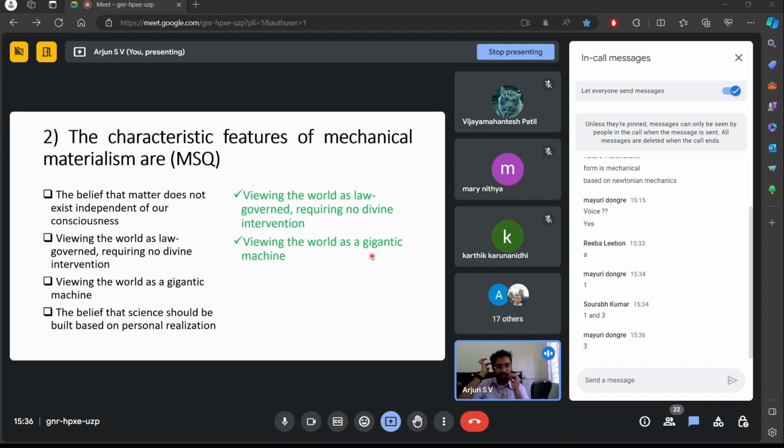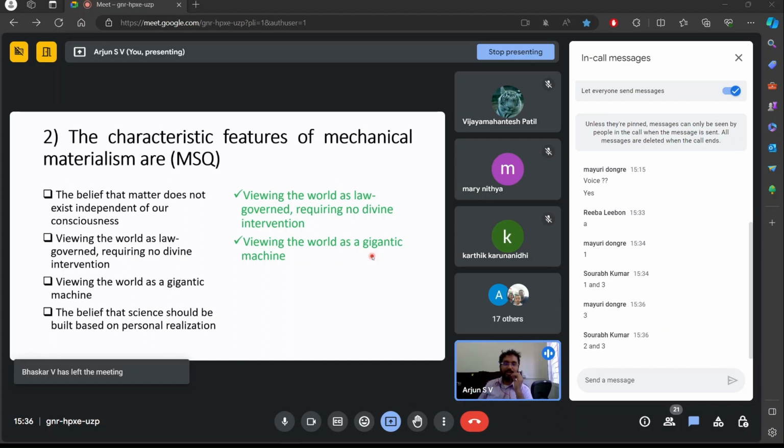I think this is one fact you should keep in mind. An MSQ always requires more than one answer. It can be two or three or even all the options, but it will definitely not be only one answer. Saurav Kumar, 2 and 3, yeah, it's given there.